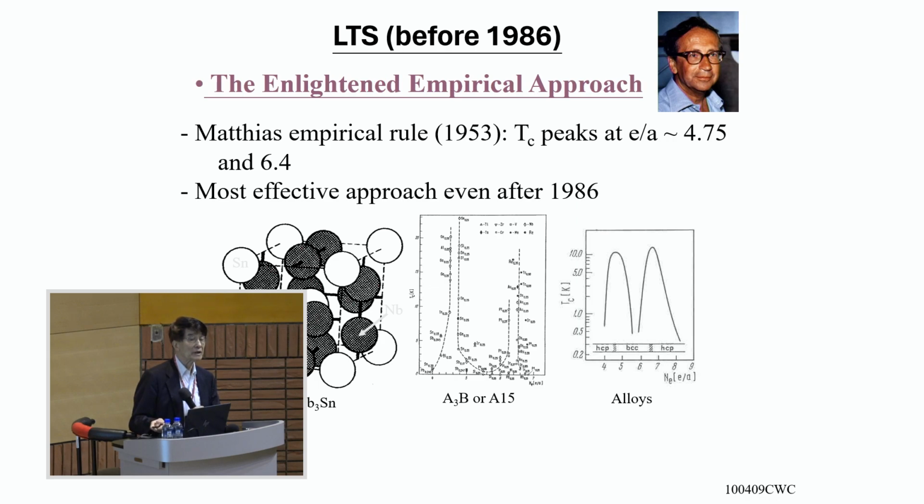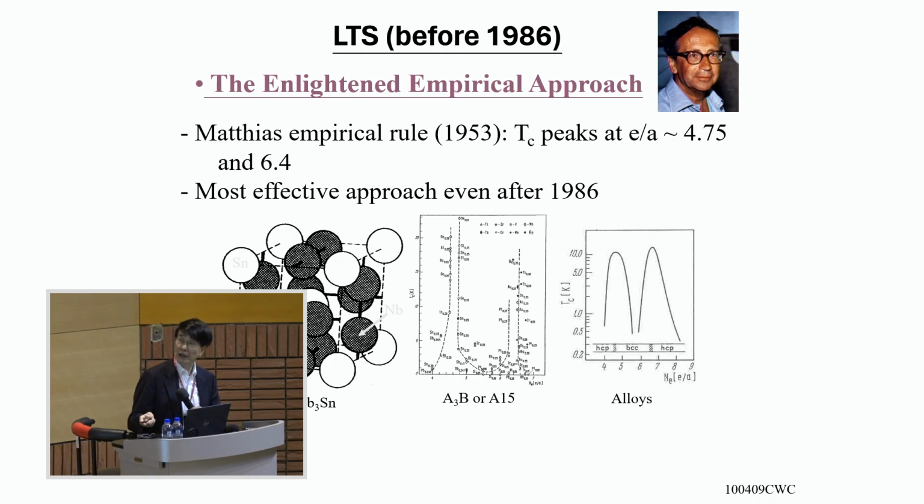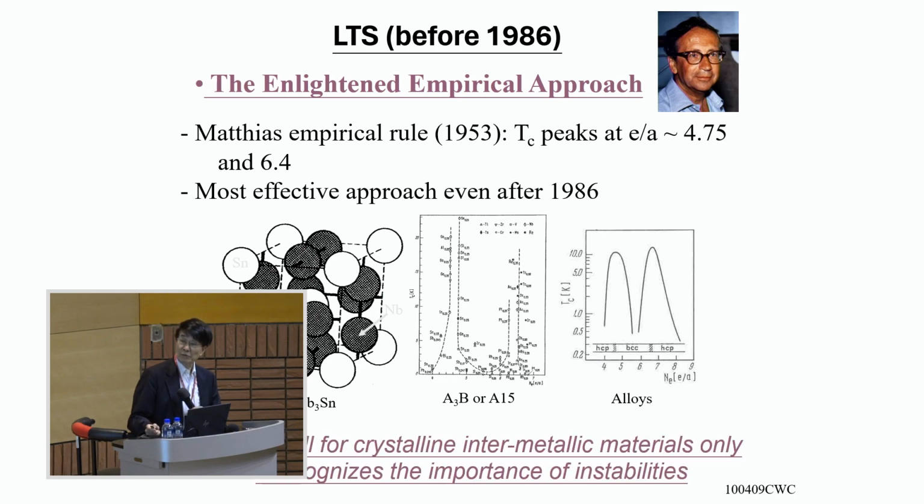It works very well for the intermetallic compounds, for the crystalline material. But for the amorphous material, it doesn't follow this rule, but it goes smoothly through here. But that's all okay. That means this dip is scattered. By scattering, it's removed and becomes smooth, going like this. So this works very well for intermetallic materials, and it only recognizes the importance of instability also based on this argument.